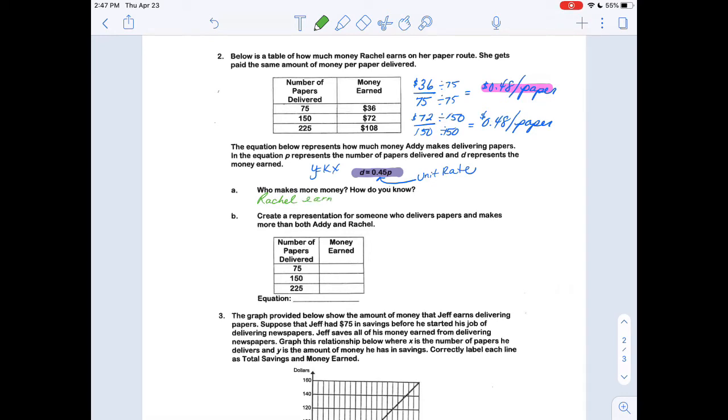Now, why does Rachel earn more? Well, I'm hoping you can say something like, she has a higher unit rate of pay. Rachel is 48 cents. Addie is 48. I almost put 45. Is 45 cents.